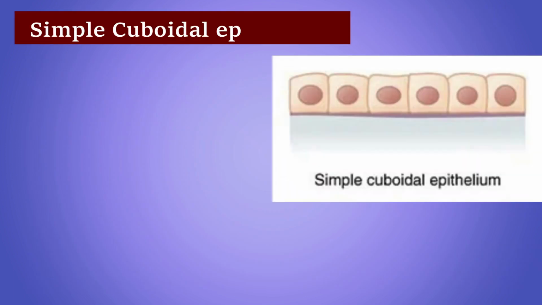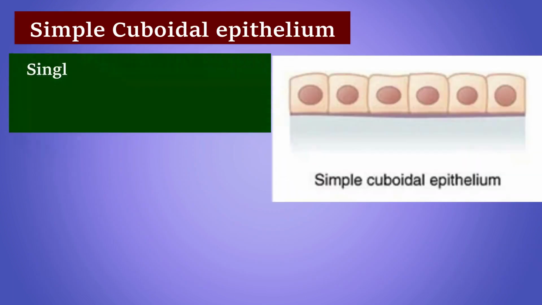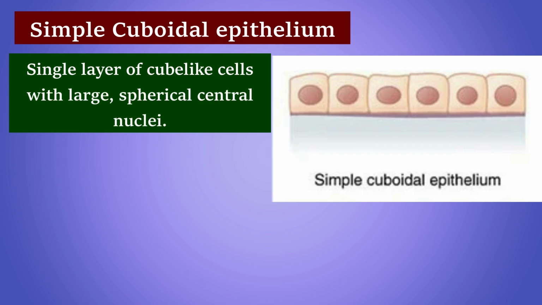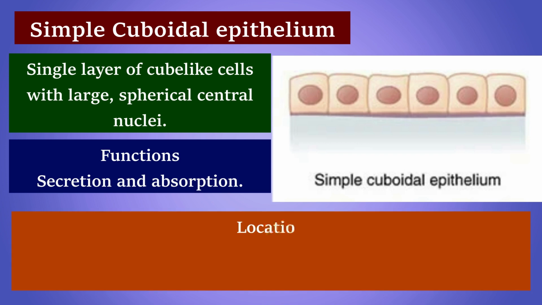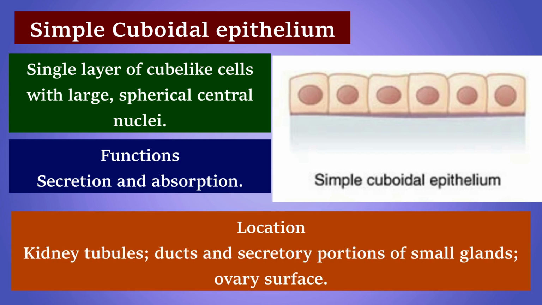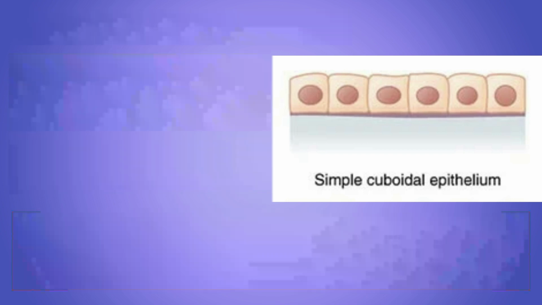Simple cuboidal epithelium. Single layer of cube-like cells with large, spherical central nuclei. Functions: secretion and absorption. Location: kidney tubules, ducts and secretory portions of small glands, ovary surface.